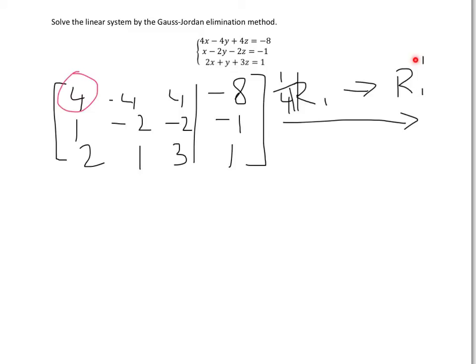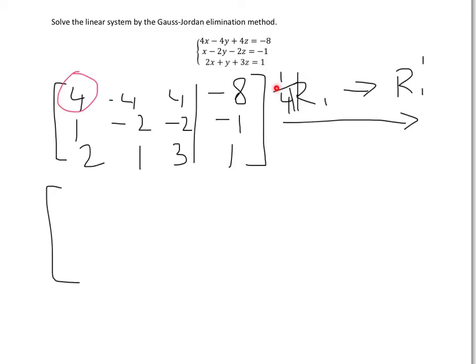So your next step will be just to follow the procedure. What are you doing to row 1? You're multiplying it by 1 over 4, and you have to do it to each entry in that row. So you have 4, you multiply it by 1 over 4. This entry, all of them you have to multiply by 1 over 4.